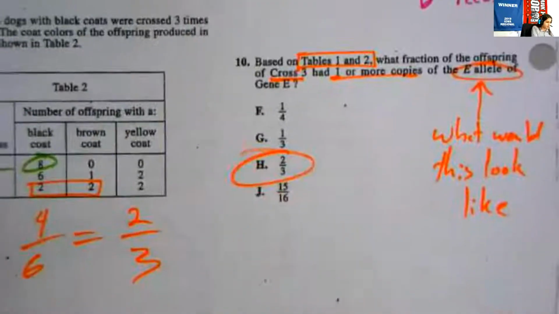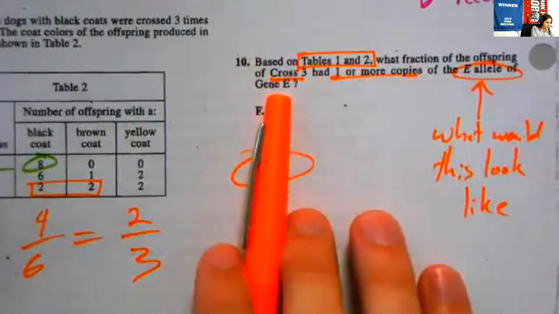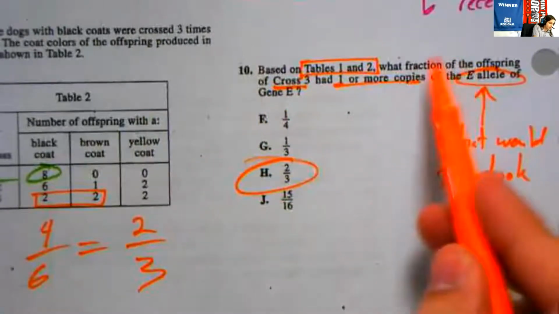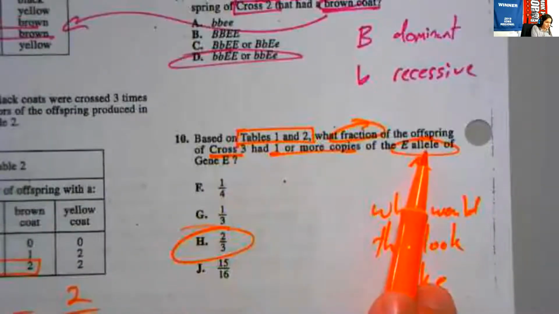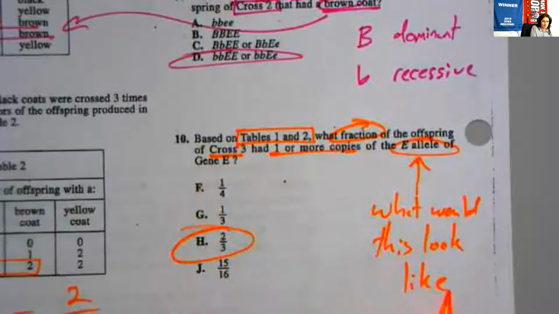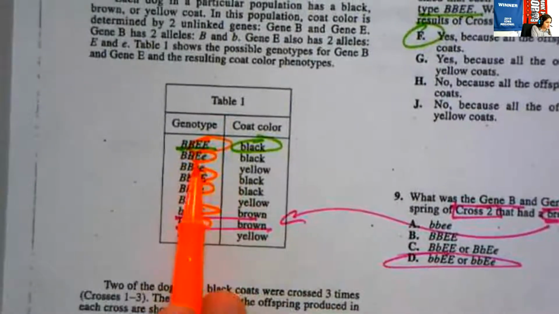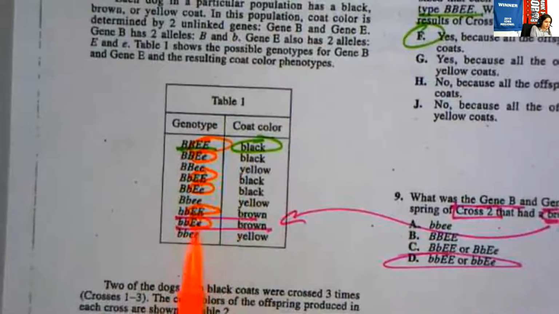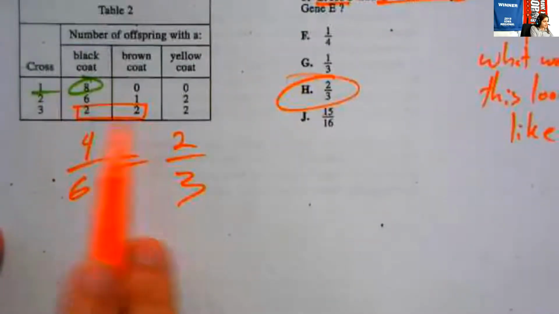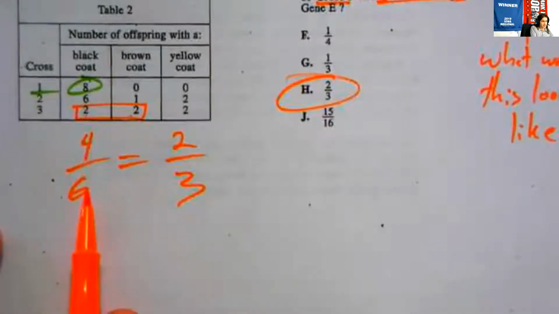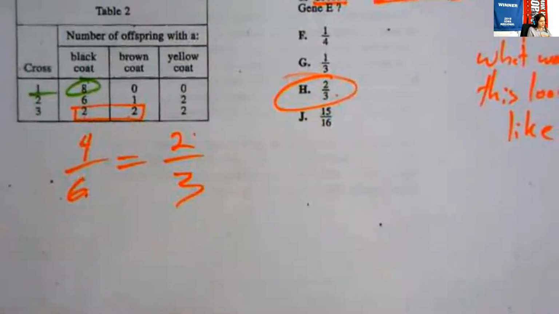Third one, number 10, based on tables 1 and 2, what fraction of the offspring of cross 3 had 1 or more copies of the capital E allele of gene E? And you say, okay, well, what's the capital E allele going to look like? You go up the table and you say, oh, capital E is black, black, brown. Okay, so we're talking about how many black and brown dogs came out of cross 3. 4 out of 6 reduces to 2/3. That's where answer option H is coming from.